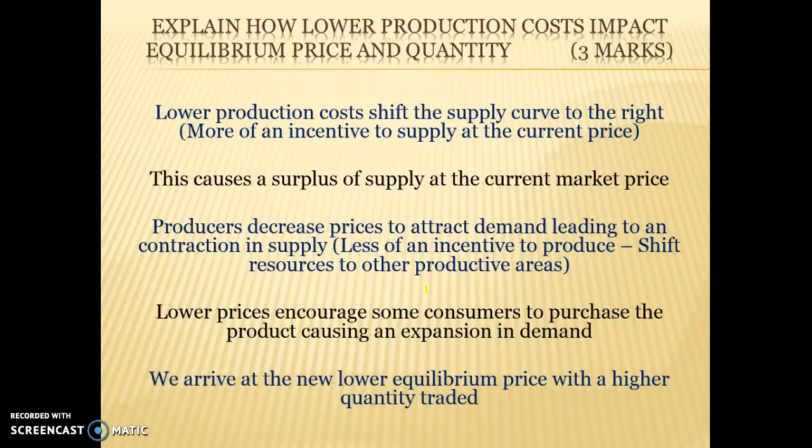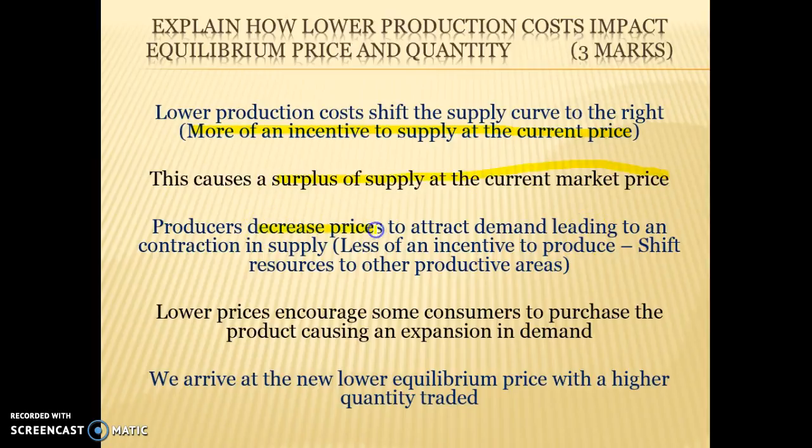Here's another question. Explain how lower production costs will impact the equilibrium price and quantity. So this is similar to the exercise that you just did. Lower production costs shift the supply curve to the right. There's more of an incentive to supply due to higher profits. This causes a surplus of supply at the current market price. How do we get rid of a surplus?